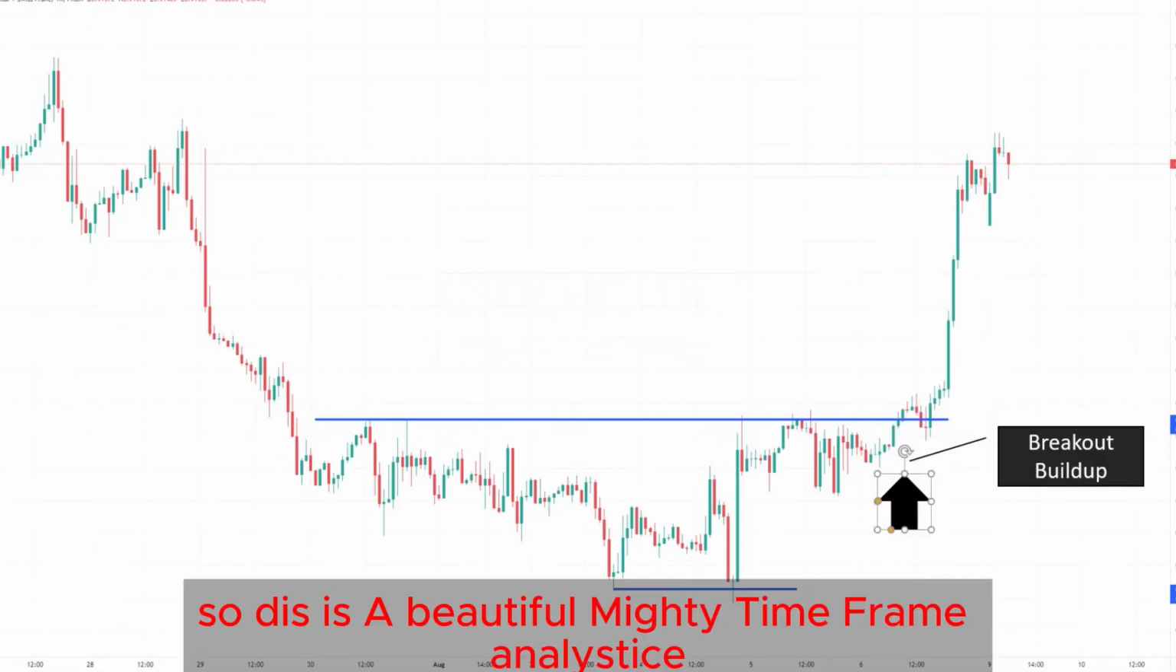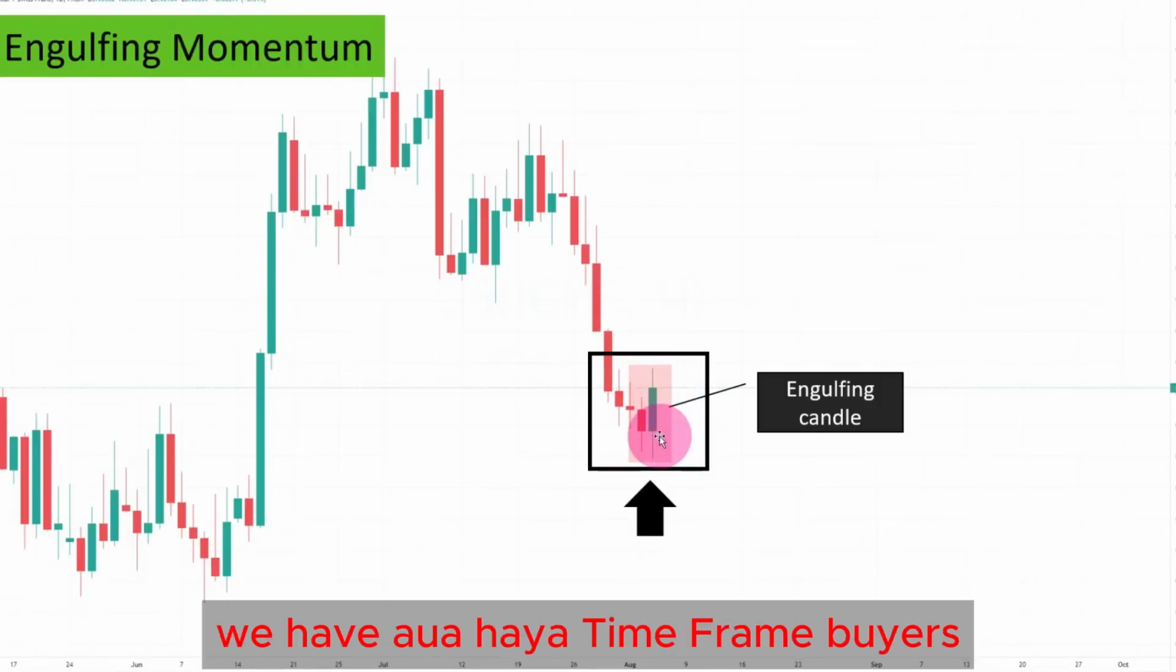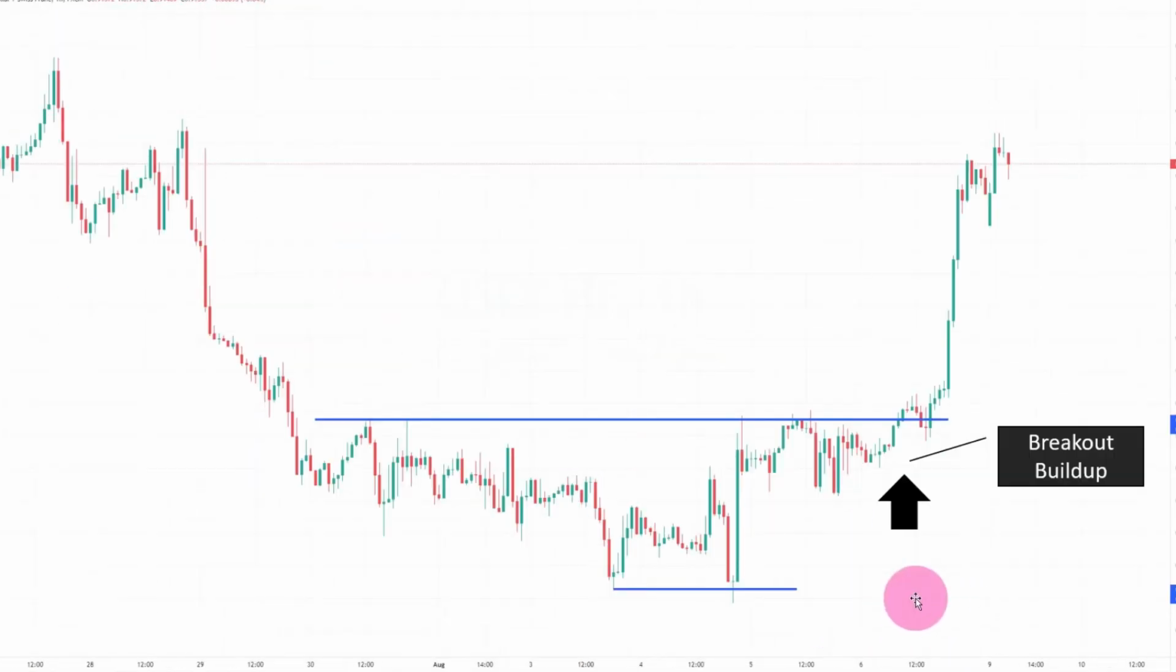So this is a beautiful, mighty time frame analysis. We have our higher time frame bias, we have our lower time frame fakie, we have our build-up here, we have the stop-loss run zone to dirty retest, and then you can see the market really, really explodes.